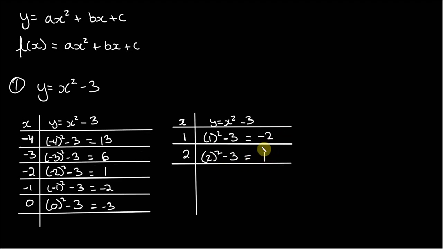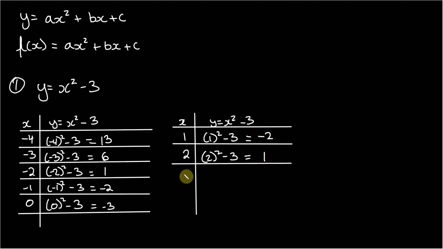And one will notice a certain pattern emerging here. When x is negative 2, y equals 1. When x is negative 1, y equals negative 2. And then when x is 0, y equals negative 3. We're moving in a pattern where we're moving from y equals 1 to negative 2 to negative 3. And now we're moving from negative 2 to y equals 1.